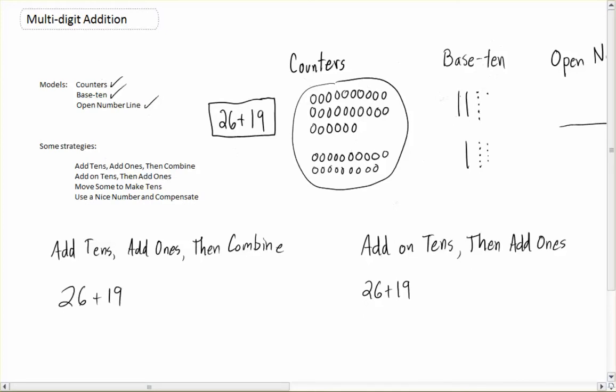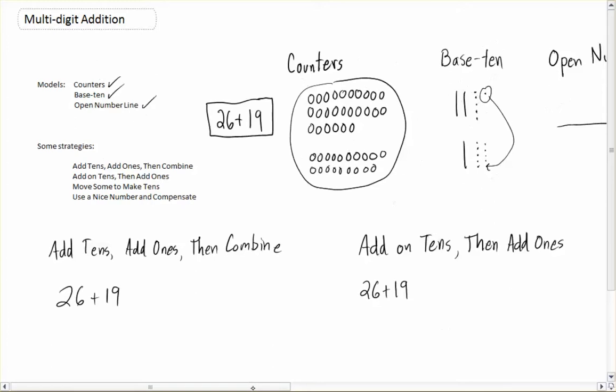For example, this drawing here of 26 with two sticks and six dots, and this drawing of 19 with one stick and nine dots. Why does this help support multi-digit addition? Well, I can pretty clearly see I've got three tens here, and then maybe I can take one of these dots and make another 10. Oh, I've got four tens and five left over. So that can be a nice way to do multi-digit addition.